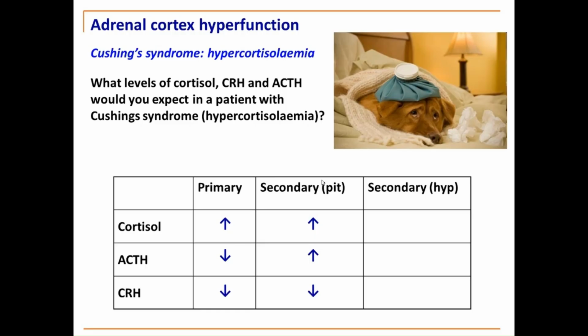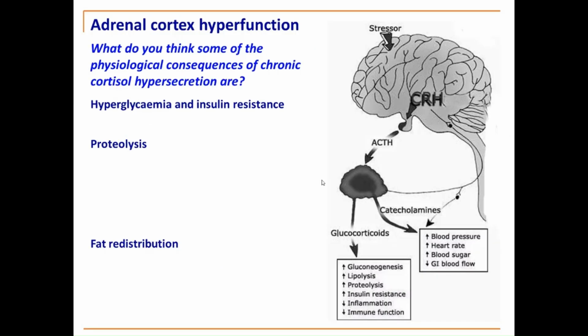So secondary now down to hypothalamic. So we've got an issue with the hypothalamus. So we're secreting lots of CRH. So the CRH goes up, therefore the ACTH goes up, therefore the cortisol goes up. And again, the cortisol negative feedback isn't going to be working because we've got so much CRH and so much ACTH being secreted.